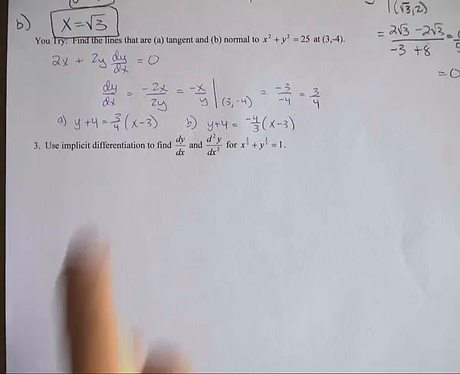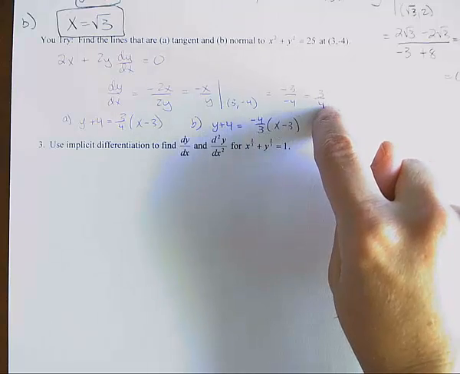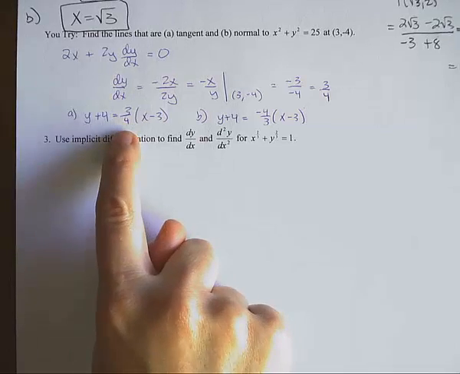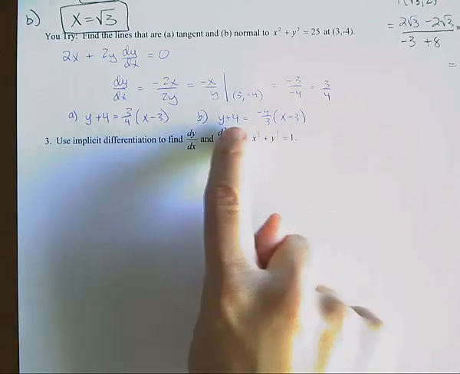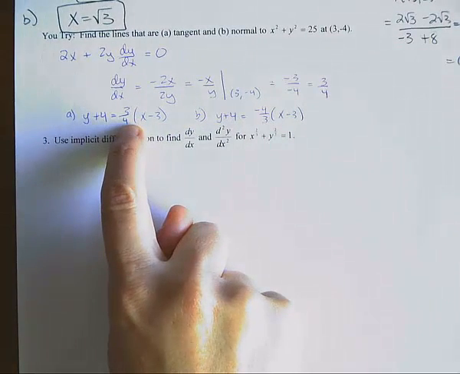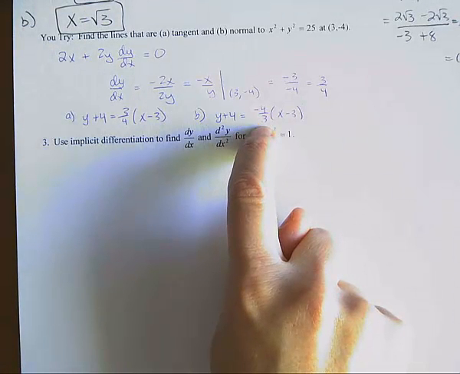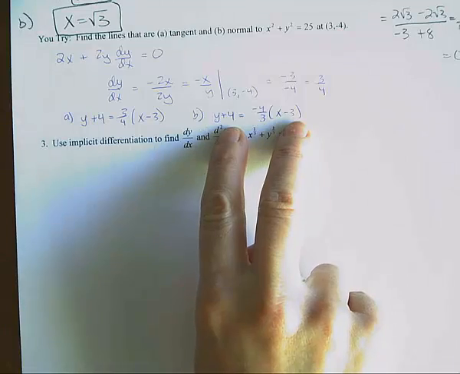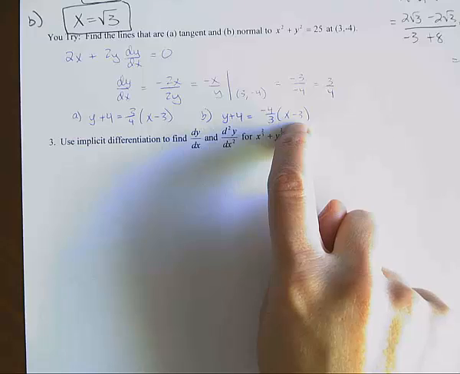So then for my answer to part A, I just plug the point and the slope I found into the point-slope equation. So you get y plus 4 equals 3/4 times (x minus 3). For part B, you use the exact same point, but you take your slope for the tangent line and flip it and make it negative, because remember, the tangent line and the normal line are perpendicular, and perpendicular slopes are opposite reciprocals of each other. But it's the same point, so you have y plus 4 equals negative 4/3 times (x minus 3).